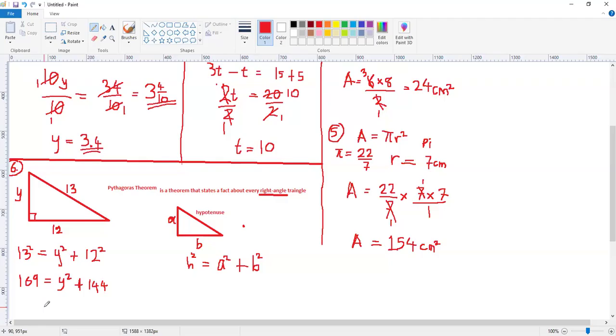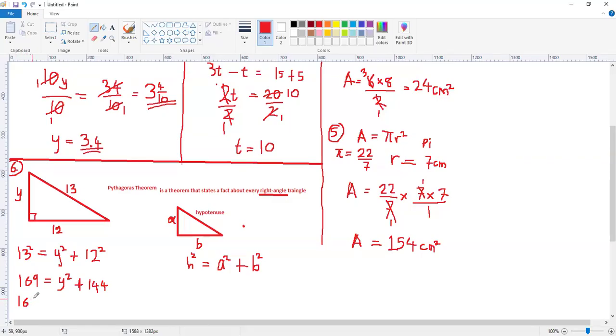What are we going to do to collect like terms? Is it the like terms A squared and B squared? No, look at our question. We have 169 equals y squared plus 144. What will be the like terms there? Oh, 169, 144. Exactly. So what are we going to have?